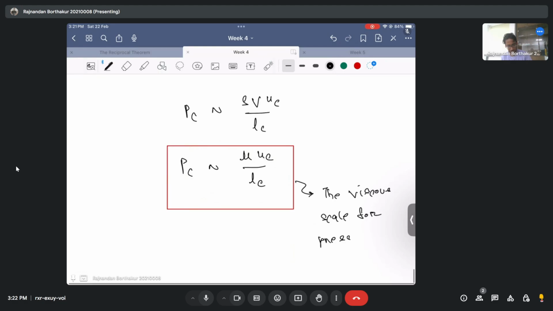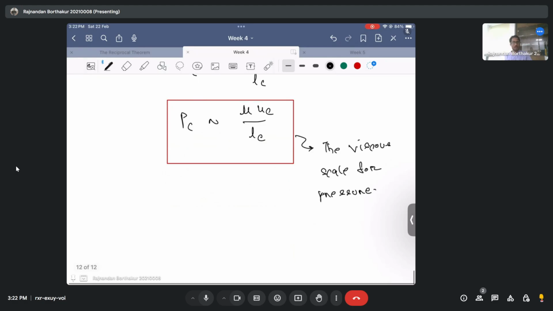Now we derived two scales by taking two options, because these are the options that we had. We just naively said that pressure will scale as this term, and then the pressure will scale as the other one, that is, the viscous term. But which term to choose, because we can't have two scales for a single problem, right? Which term to choose is actually what makes the scales for pressure interesting.